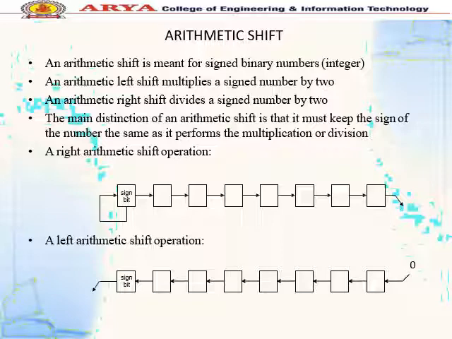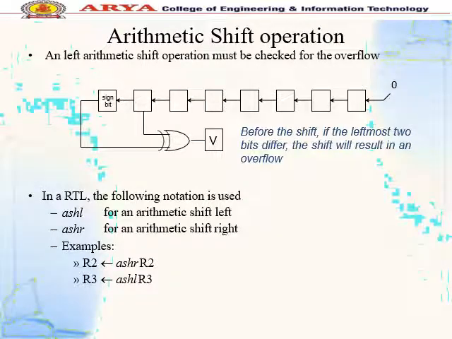There are two operations: a right arithmetic shift operation, shown in the diagram, and a left arithmetic shift operation, where a 0 is shifted in from the right and bits are shifted in the left direction. An arithmetic shift operation must be checked for overflow. Before the shift, if the leftmost two bits differ, the shift will result in an overflow.